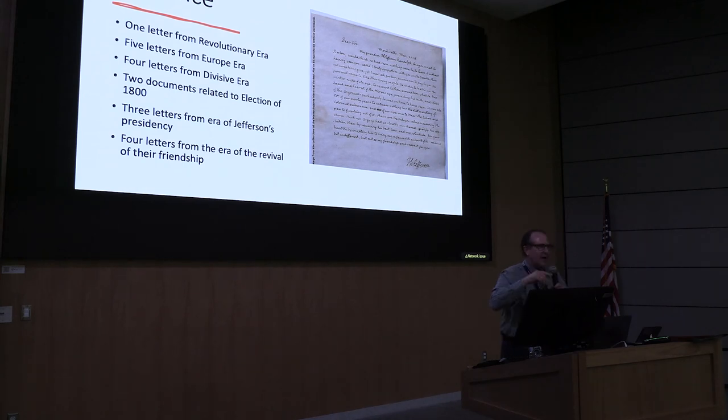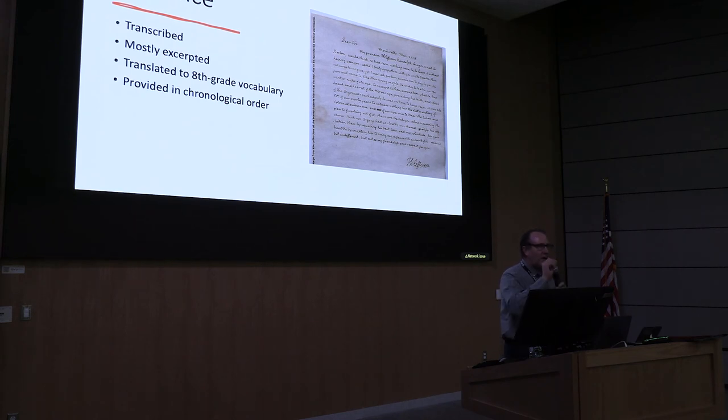Okay, now to Jeff's question. How do we use this evidence? So you've got one letter from the Revolutionary era and five from Europe, and four letters from this divisive period, and then two documents related to this election, and then from Jefferson's presidency, and then four at the end of their lives to show the revival of their friendship. That's a lot of evidence to use with kids. And you can't do this lesson for 3 days with kids. So let me... and a couple other things.